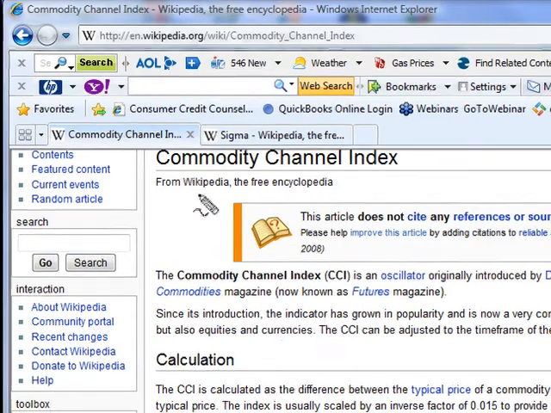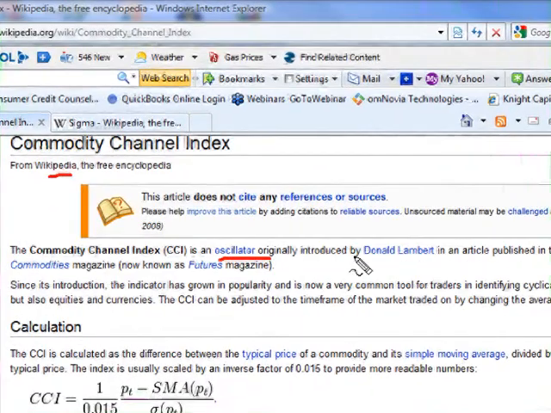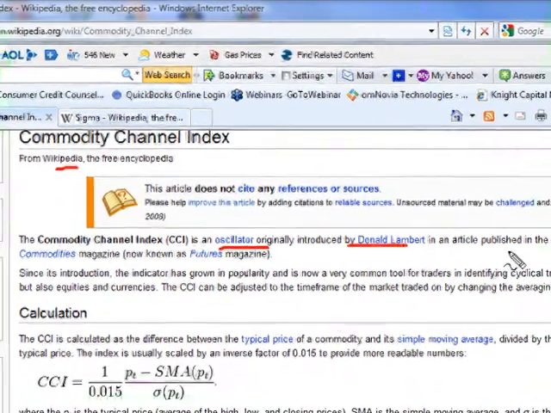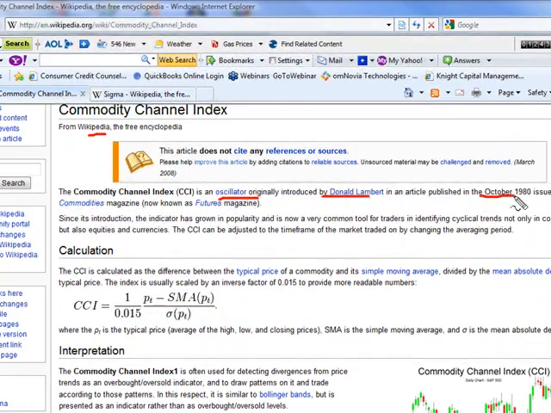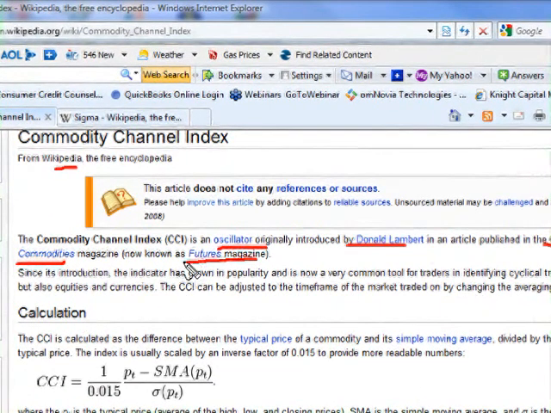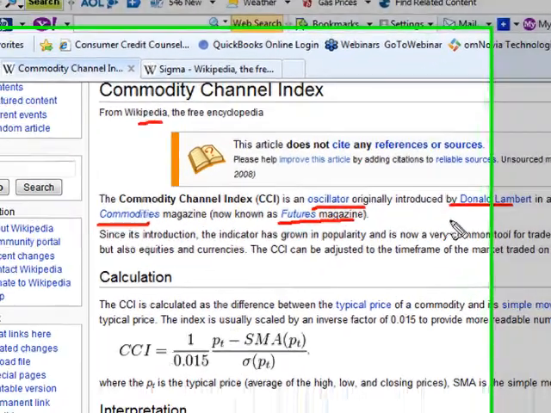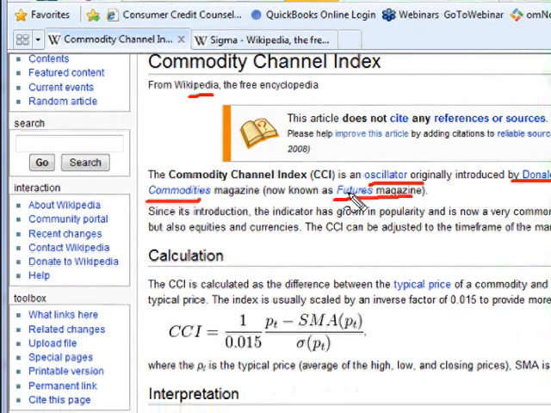Now, according to Wikipedia, the CCI, or the Commodity Channel Index, is an oscillator first introduced by Donald Lambert, first published in an article in October 1980 in Commodities Magazine, now known as Futures Magazine. I'd recommend this one, and sometimes you might be able to find a free subscription to get started in futures.